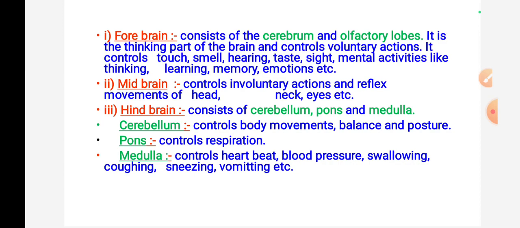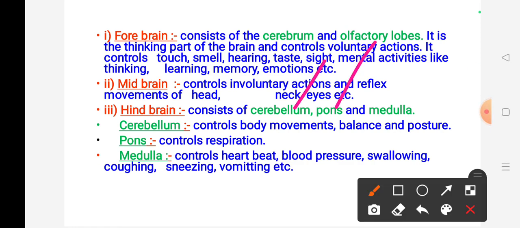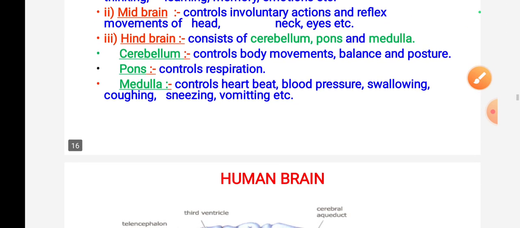Then midbrain. Midbrain controls involuntary actions and reflex movements of the head, neck, eyes, etc. Then the hindbrain consists of three important parts. Those are cerebellum, pons, and medulla. Cerebellum controls body movement and helps to balance and posture. Pons controls respiration, and its main work is facial expression. Then medulla oblongata controls heartbeat, blood pressure, swallowing, coughing, sneezing, vomiting. All these things are controlled by the medulla.